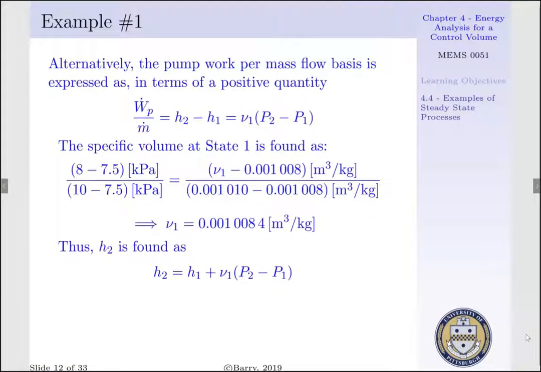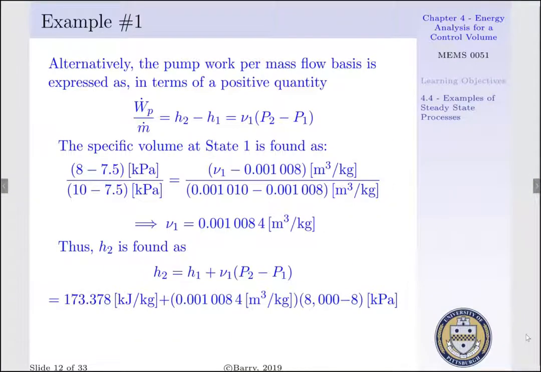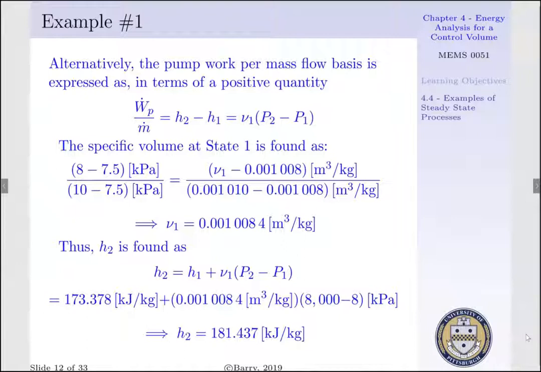Thus, our enthalpy at state 2 is equal to h1 plus v1 times the difference of P2 less P1. Or our enthalpy at state 2 is found to be 173.378 kJ per kg plus 0.0010084 meters cubed per kg times the difference of 8,008 kPa. Or our enthalpy at state 2 is equal to 181.437 kJ per kg, which is very close to the enthalpy we found via using entropy.